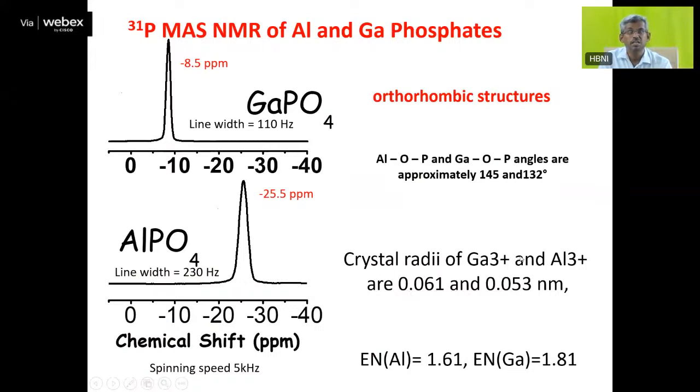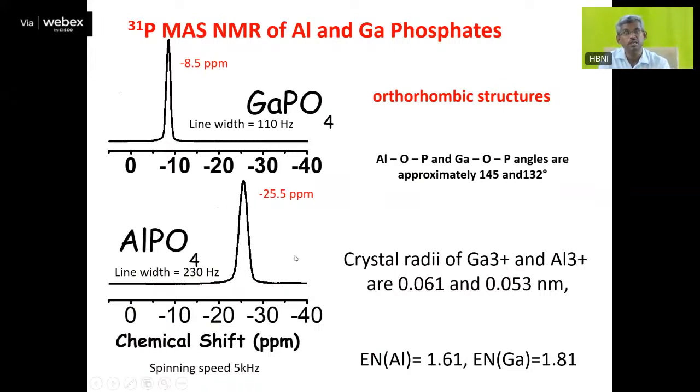Aluminium phosphate has a smaller charge radius ratio. Aluminium has a charge of 3 plus, and its radius is 0.053 only. So Z by R is very high for aluminium compared to gallium. Once the charge to radius ratio is higher, then the covalent polarizability is higher. The polarizability is related to the covalent nature. That is why the chemical shift anisotropy of aluminium phosphate is higher, and this leads to higher line widths.